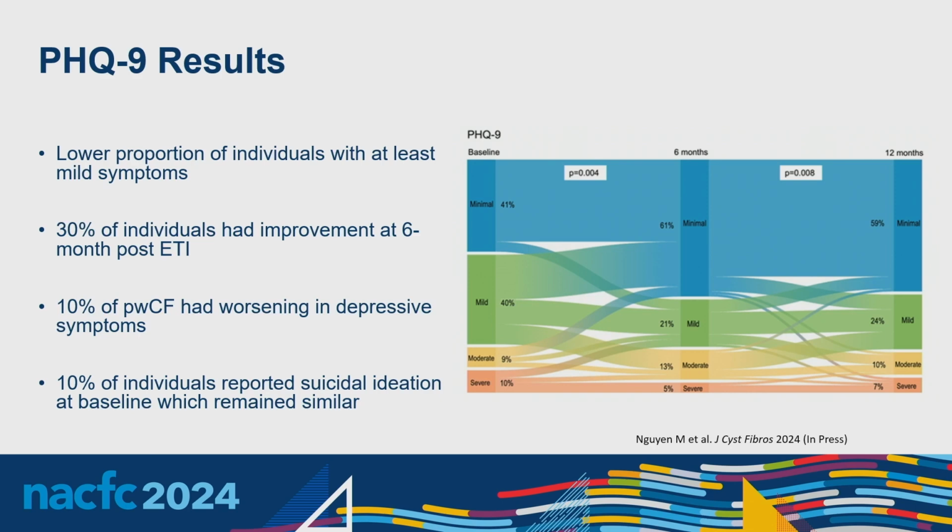There were 30% of individuals who had improvement in their PHQ-9 score at the 6-month post-ETI. However, 10% of patients did have worsening in their score. They did also look at suicidal ideation. There were 10% of patients who reported this at baseline, and this remains similar during the study.